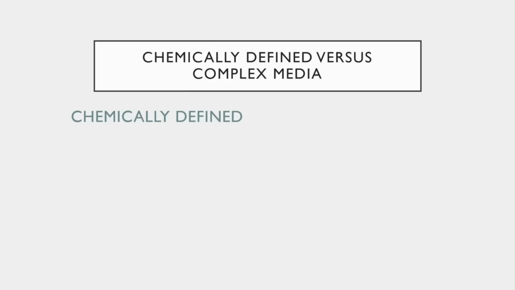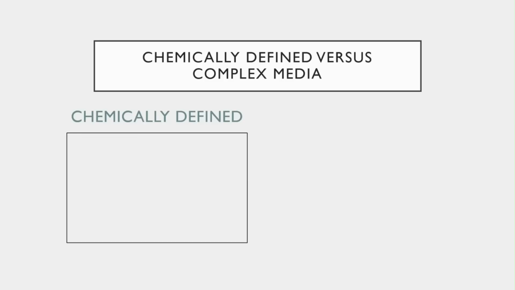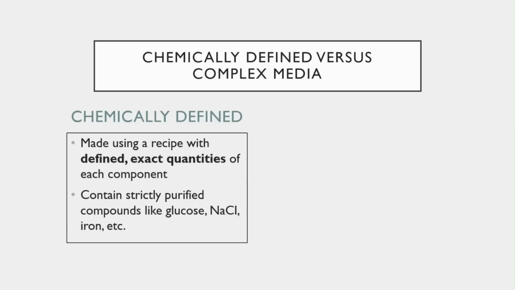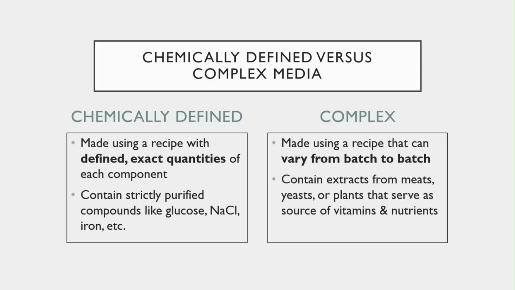Media can be categorized as either chemically defined or complex. Complex media is far and away the most common type of medium. It can vary quite a bit from batch to batch. It is made up of things like meat, yeast, or plant extracts, and the quality and chemical makeup can vary between such batches. Chemically defined recipes use exact concentrations of chemicals instead of extracts. So exact amounts of a refined sugar, salts, trace elements, vitamins are added and then mixed together.